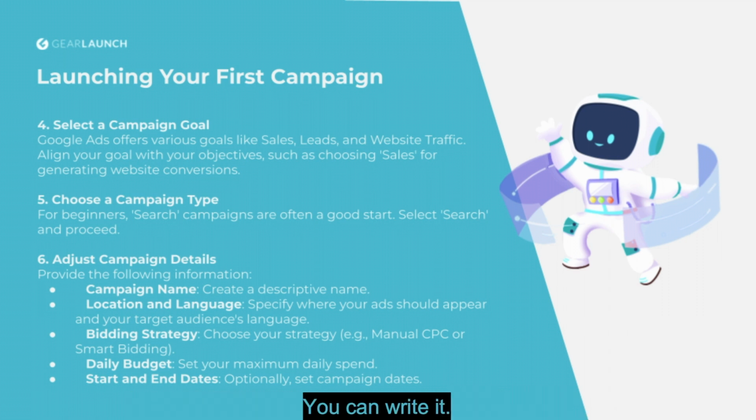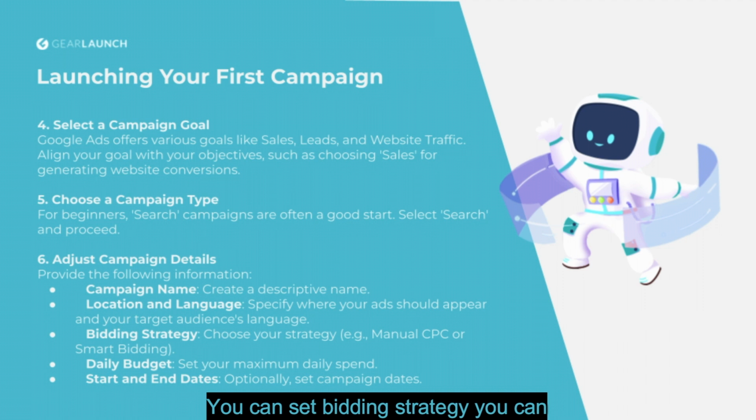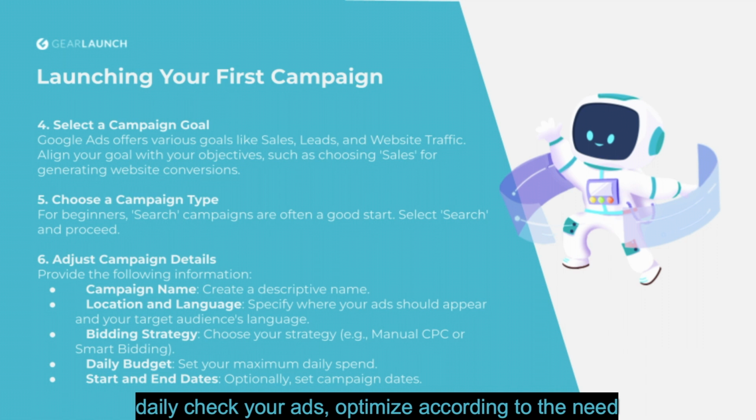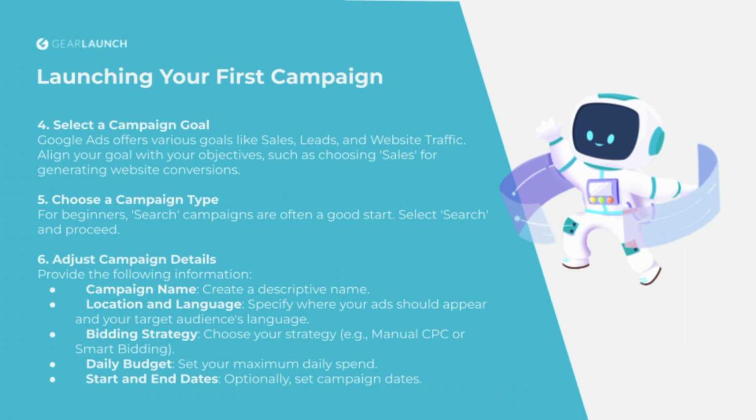Campaign details, like the campaign name: you can create a descriptive name. Location and language you can specify. For the bidding strategy you can choose automatic also. You can set your daily budget, and the start and end date. The end date you don't need to put in. You can check your ads daily and optimize them according to need.